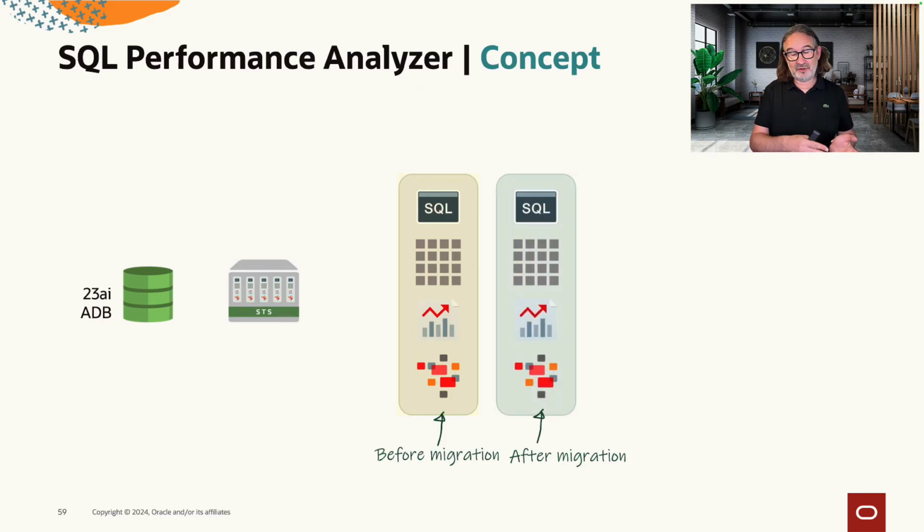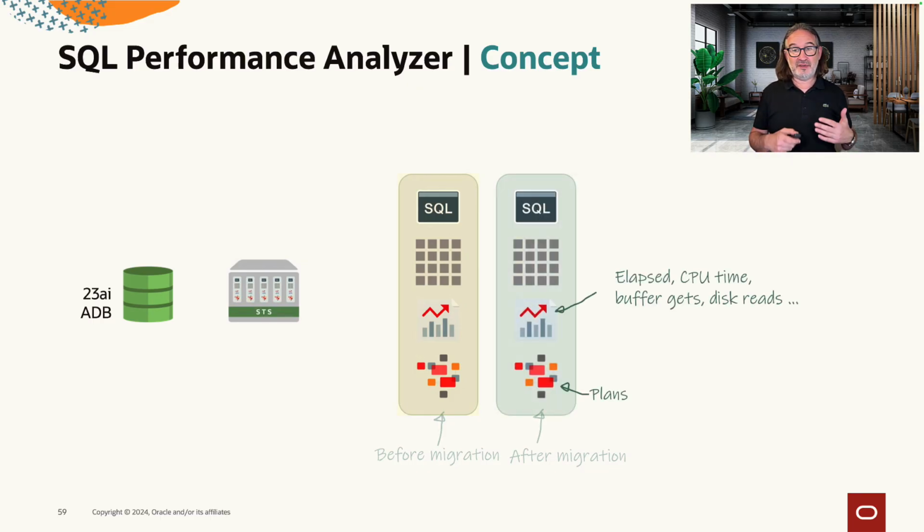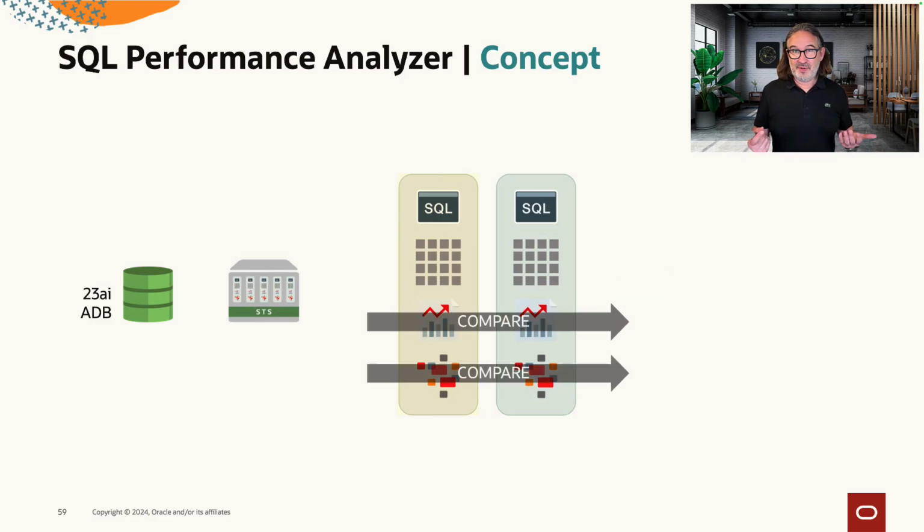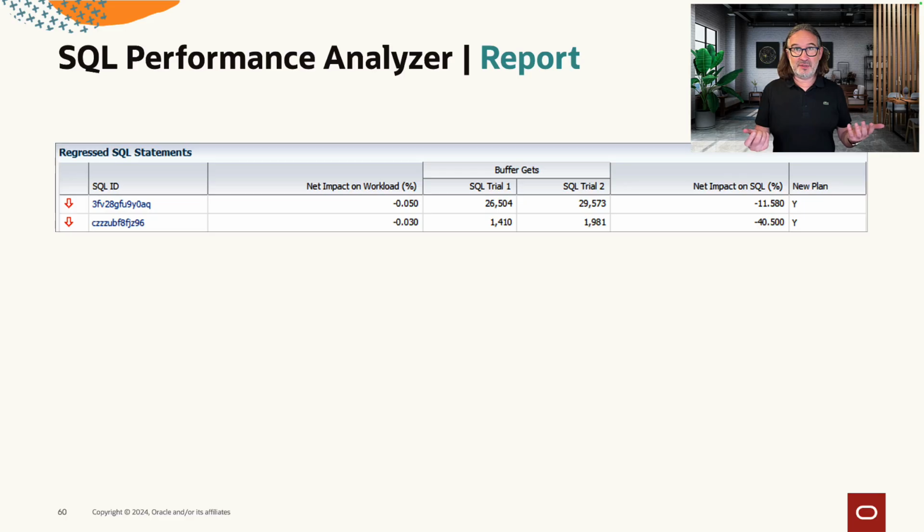So we have before migration and after migration, and we can compare both to each other based on 6 different metrics: elapsed time, buffer gets, and some others. But elapsed time and buffer gets are the ones I look at typically first. So we compare before, after, we get some ideas. And this is how a typical report looks like.